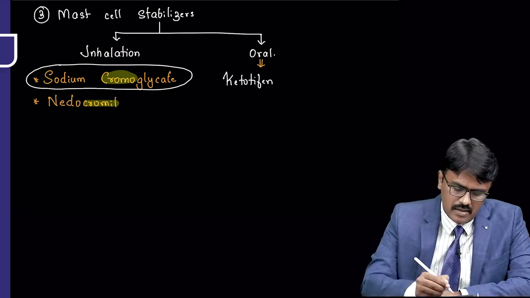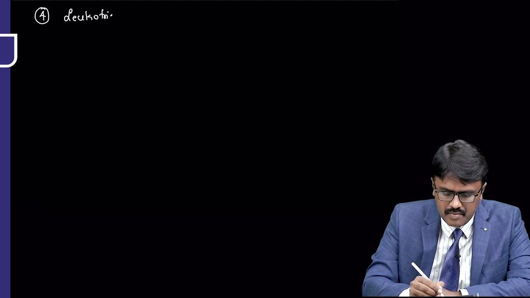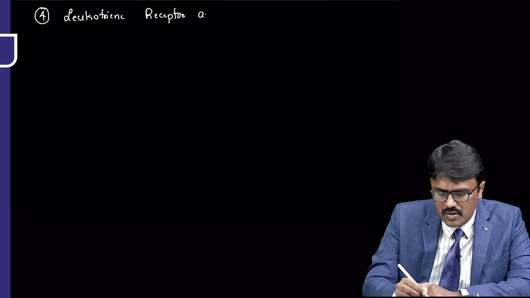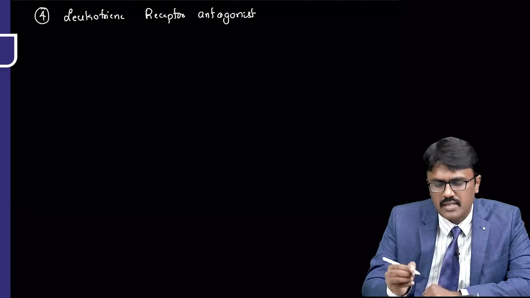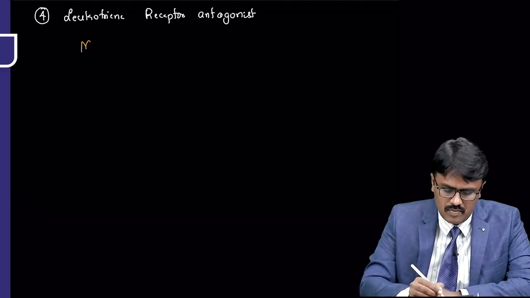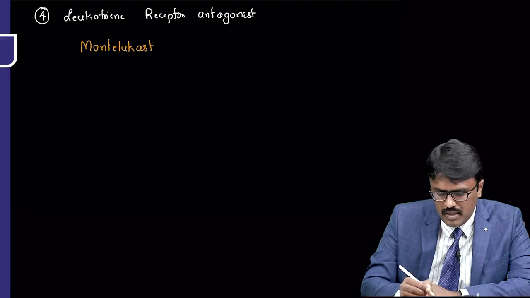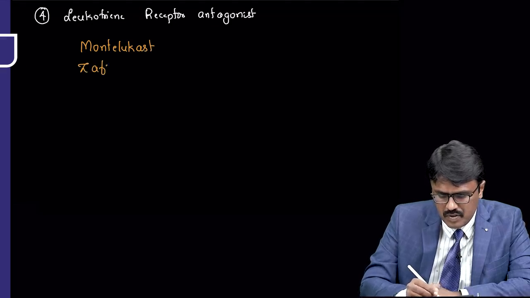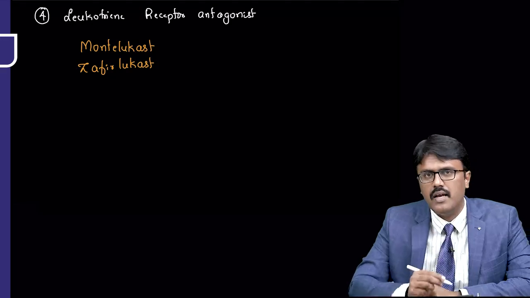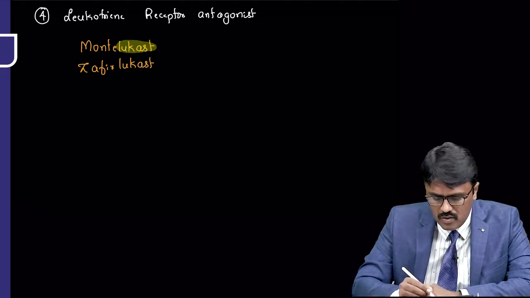Now, once we are done with that, number 4, we have certain drugs called leukotriene receptor antagonists. Two major drugs that we have are montelukast and a drug called zafirlukast. If you observe, their names end with lukast.